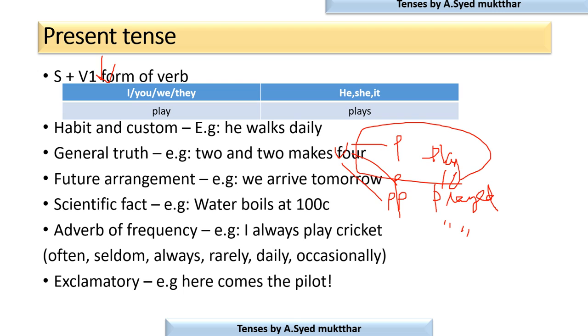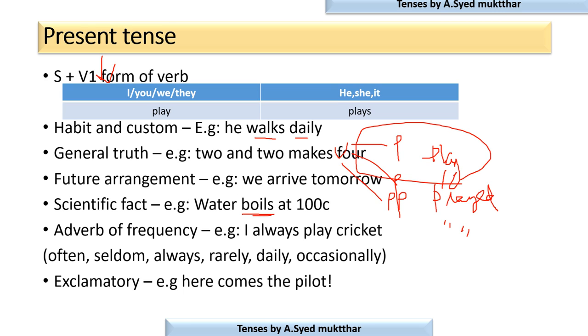So present tense can be perfectly used for habits and customs, the habitual actions. For example, he walks daily. So daily is a habitual action, and this walks is a V1 form of verb, which is a present tense. In general truth and proverbs we should use present tense. And future arrangement, for example, we arrive tomorrow, it's a definite action, so we can use present tense in place of future. For scientific facts, water boils at 100 degrees Celsius, so it is a scientific fact. In this case also we can use present tense.